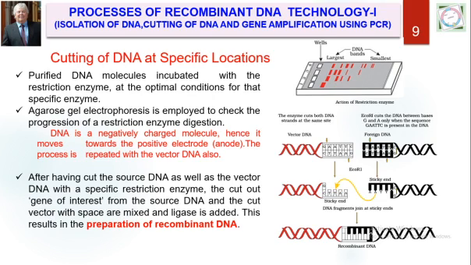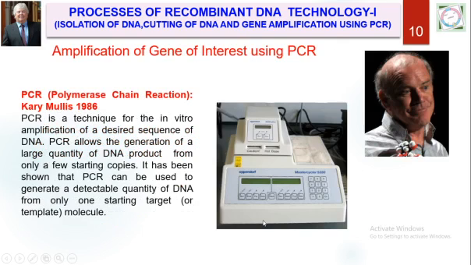After having cut the source DNA as well as the vector DNA at similar location by the specific restriction enzyme, the cut-out gene of interest from the source DNA and the cut-out vector with spaces are mixed and ligase is added, and we create recombinant DNA. So we have read this in our tools as well, how restriction endonuclease, we have taken example of EcoRI, cuts the vector DNA and the foreign DNA, producing sticky ends, and they are joined to form a recombinant DNA.